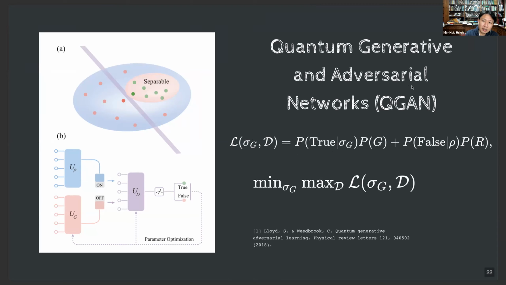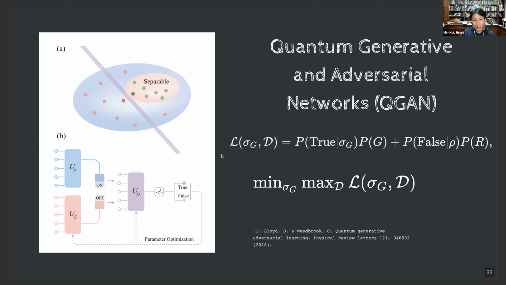This is what the quantum generative adversarial network looks like. Basically, this is a two-player competing game. You have a player called the generator, whose goal is to generate something that is close to your given data. And the discriminator's goal is to distinguish whether the input to it comes from the given data or the data generated by the generator. So these two parts, generator and discriminator, are competing with each other.